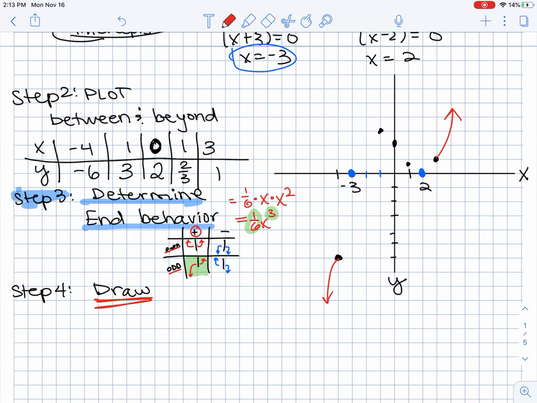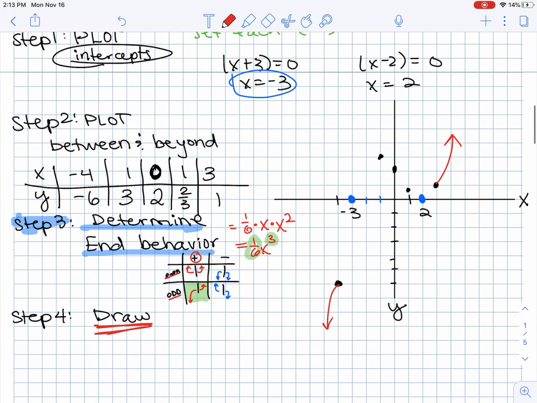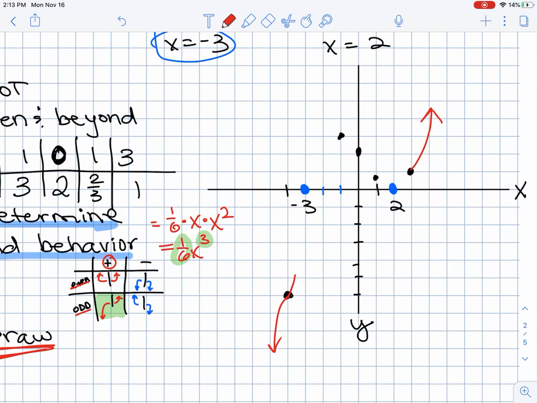And then my step 4 is I'm going to connect these dots and draw these curves. So I'm just going to connect the dots that I have and make it a nice smooth curve. And that is an approximate shape of the polynomial that they gave us.